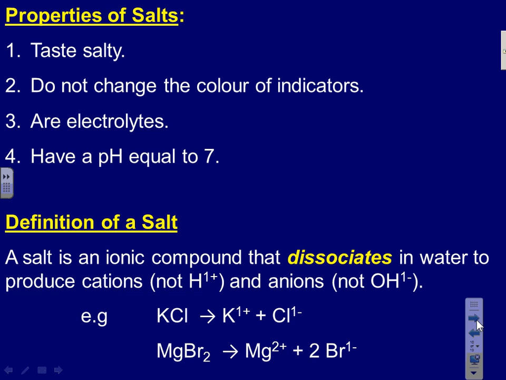They taste salty, which is a terrible definition. They don't change the color of indicators. They are electrolytes because they form ions. And they have a pH that's equal to 7. They are neutral. Salts are ionic compounds that dissociate, that produce cations that are not H plus, and anions that are not OH minus.